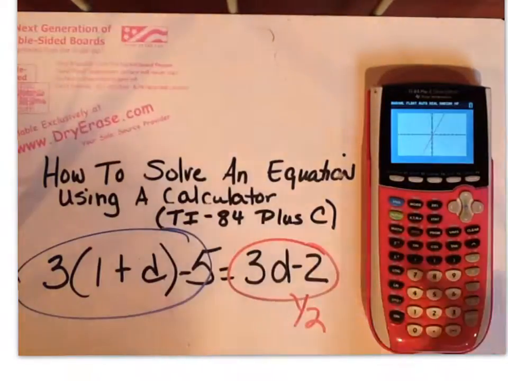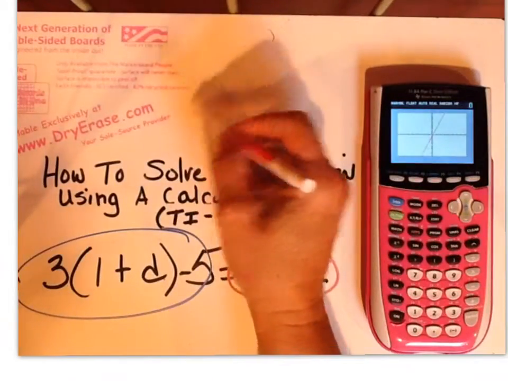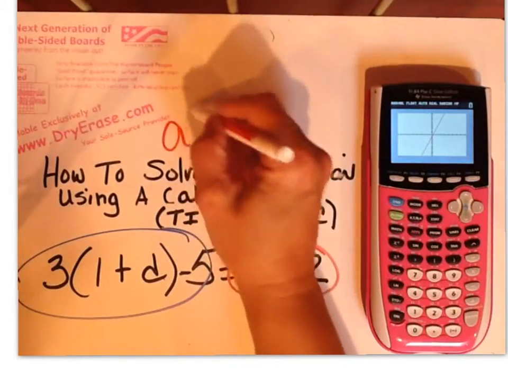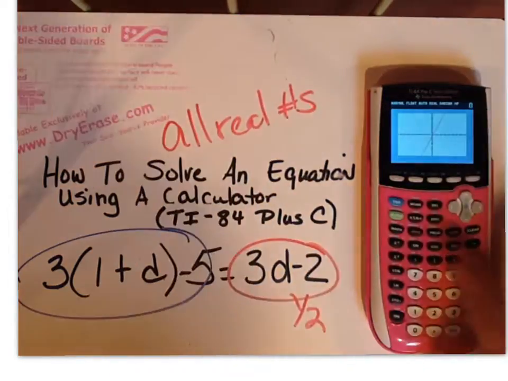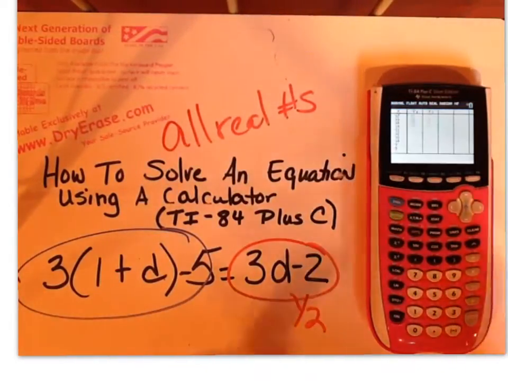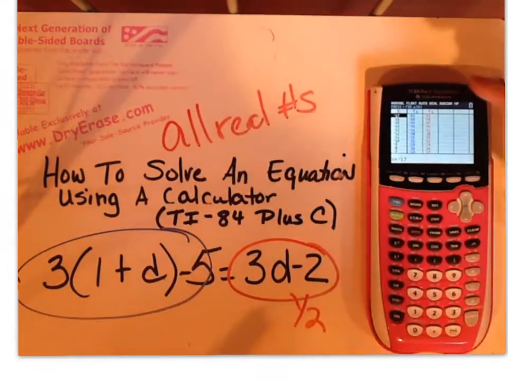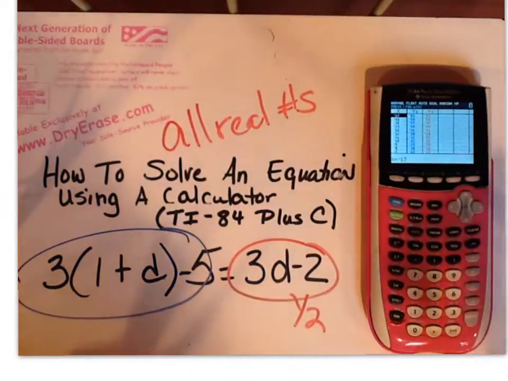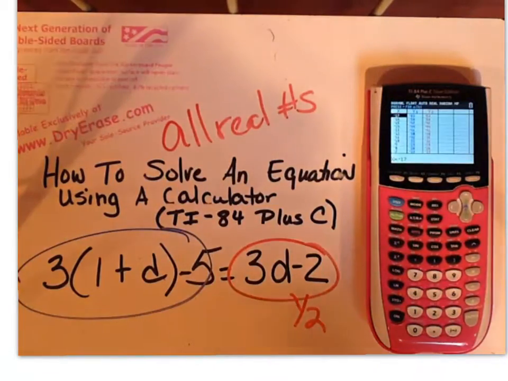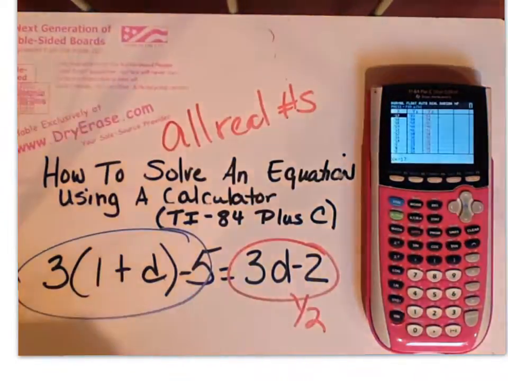When it does that with the graphing, your answer is all real numbers. And if you look at the table, you'll see that all the Y1s and all the Y2s for every X have the same number. So that's another way you know it's all real numbers.